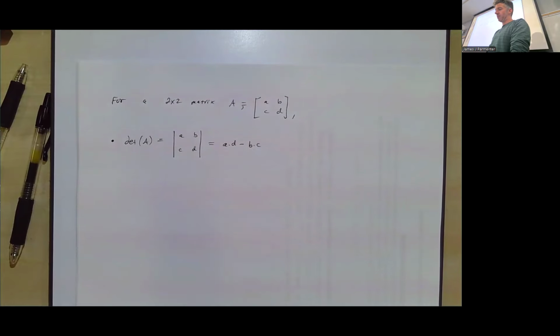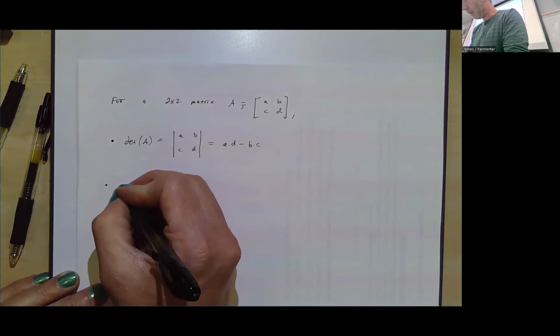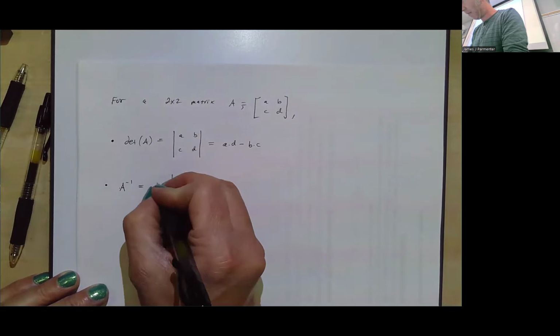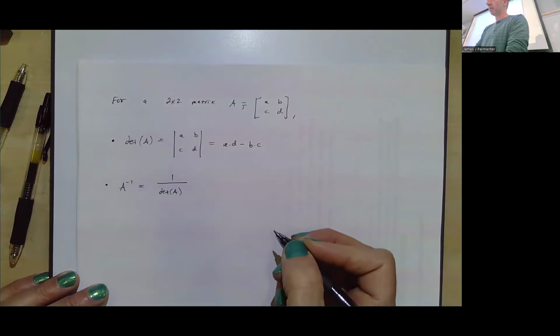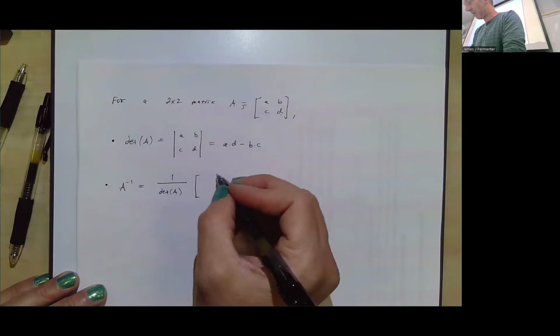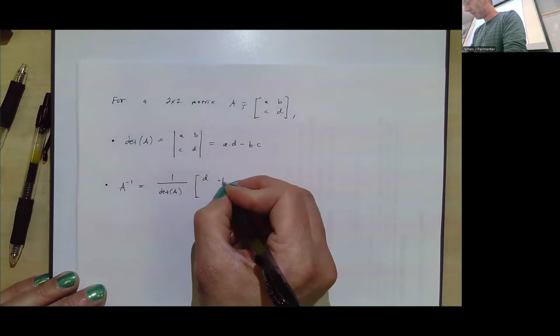And then I suppose we should talk about it for a 3x3 as well, because you might get asked about a 3x3 determinant, but we'll save that for a second here. And then the inverse of A is equal to 1 divided by that determinant, AD minus BC, multiplied by, again, you switch the diagonals. So the D is there, the A is there. The off diagonals, you change the signs.